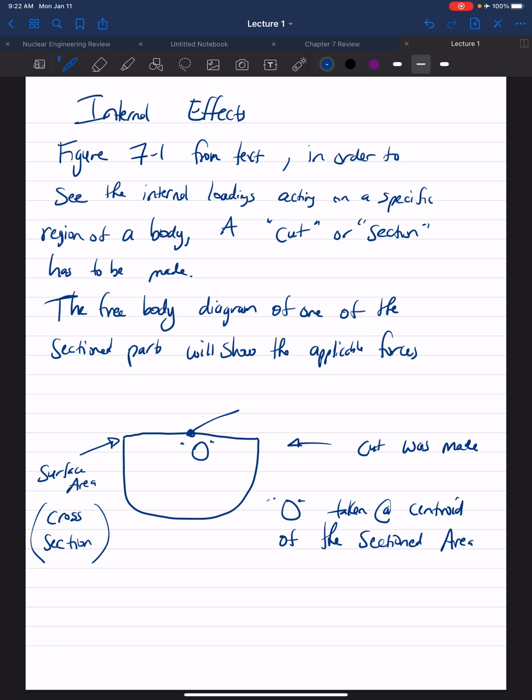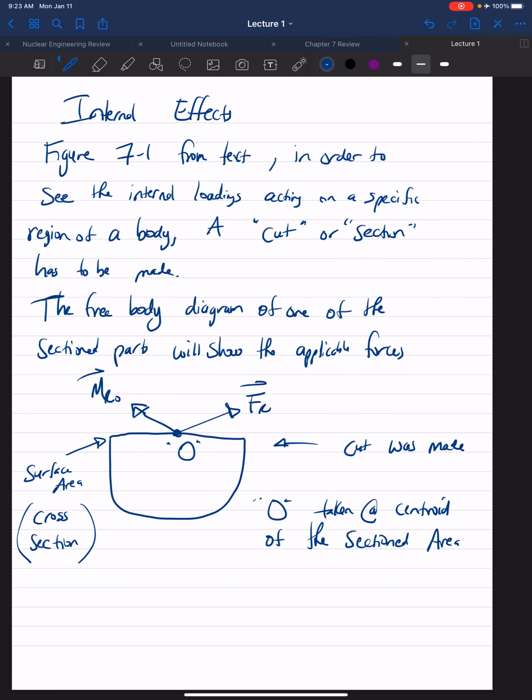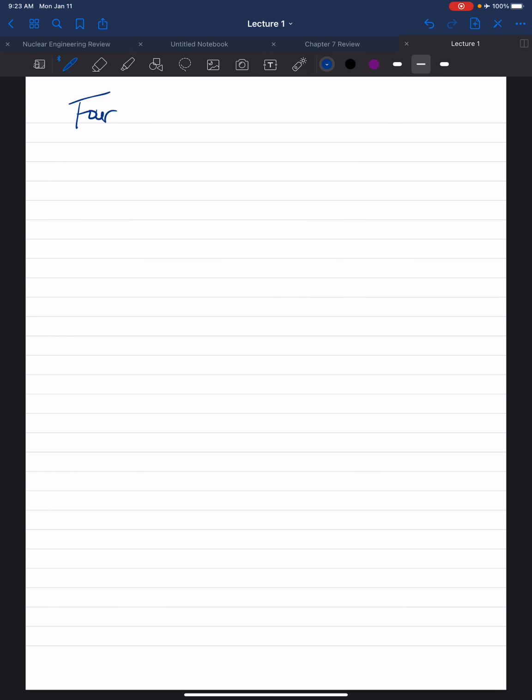So then we can find the resultant force and moments of the internal loadings at this point O. So there are 4 different types, we'll say, of resultant loadings.